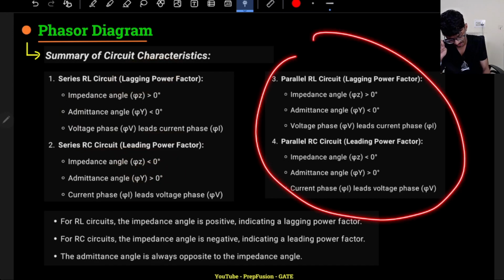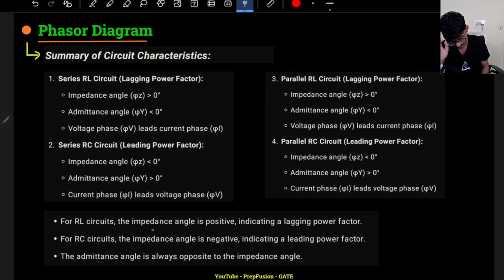Same for parallel circuits, here I have explained. For RL circuits, the impedance angle is positive, indicating lagging power factor. For RC, it is leading, so the impedance angle will be negative. The admittance angle is always opposite to the impedance angle. So these are the few key points that you should keep in mind for parallel RC.